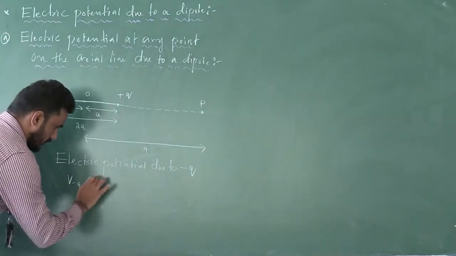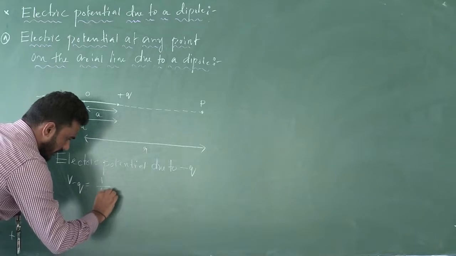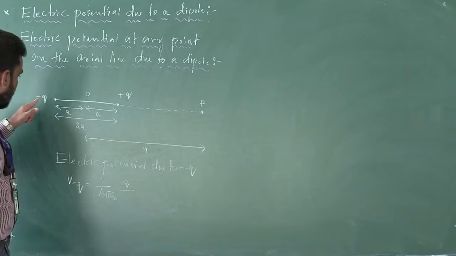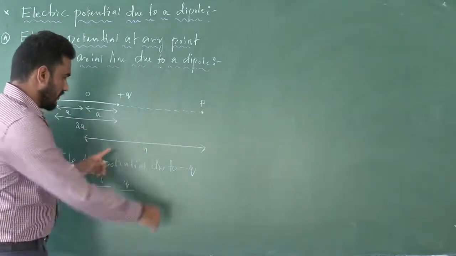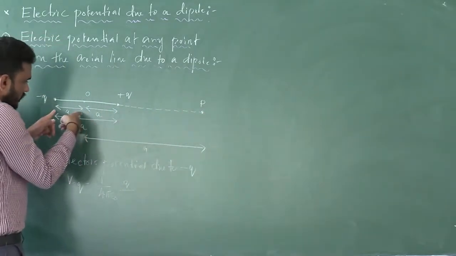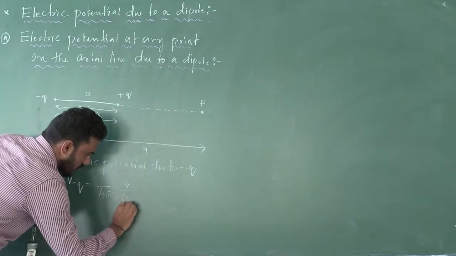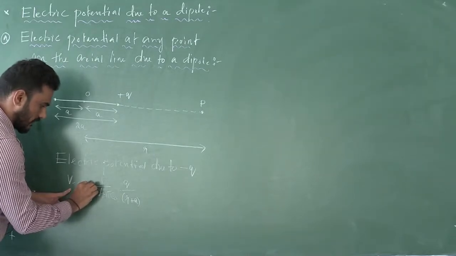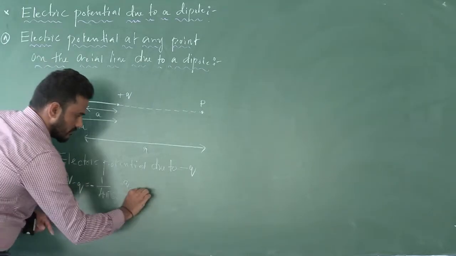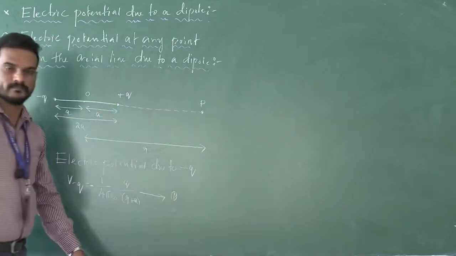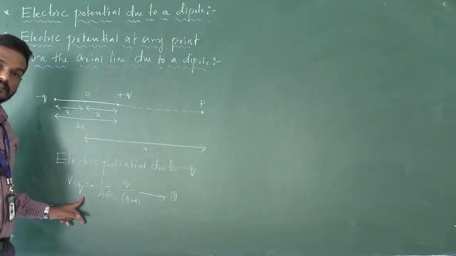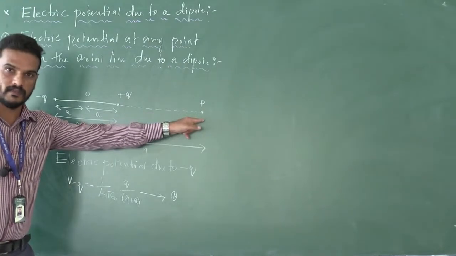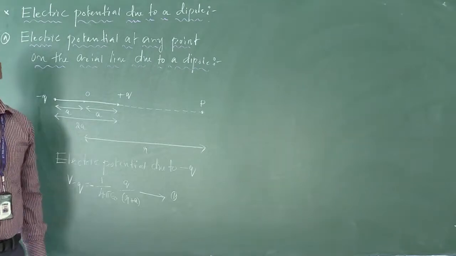Already we have the general equation, 1 over 4 pi epsilon naught, Q by r. But what is the distance between the negative charge and the point P? From here to here it is r, and from here to here it is a, so we write r plus a. Since it is due to the negative charge, I will put a negative sign here. That is equation number 1, V minus Q, the electric potential at the point P due to the negative charge.